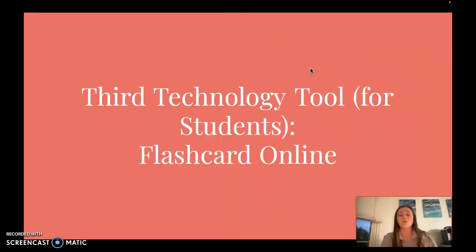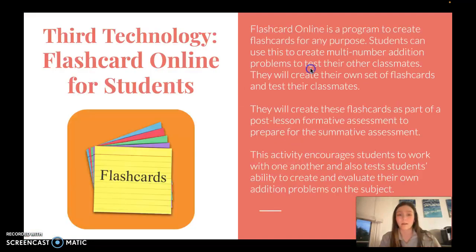And then the last one, the third technology for students, is Flashcard Online. This is a really fun website because it gives students the option to create their own flashcards. They could use this for any subject. You can add pictures, numbers, your own words, whatever you want. They'll be creating these flashcards for a post-lesson formative assessment to prepare for the summative assessment. This activity encourages students to work with one another, and it tests their creative abilities and evaluation of addition problems. It's a free online website that kids can use.